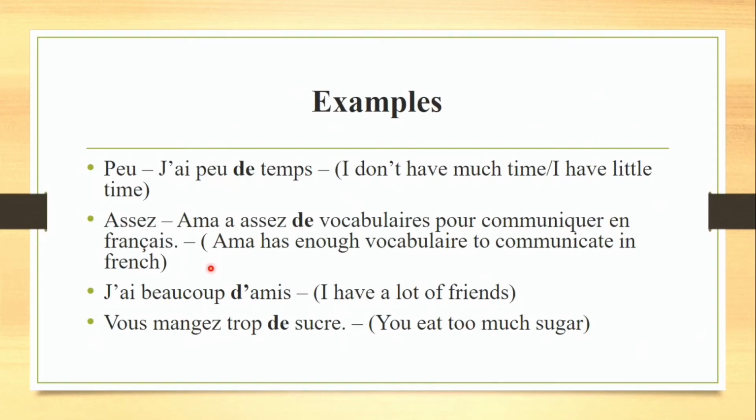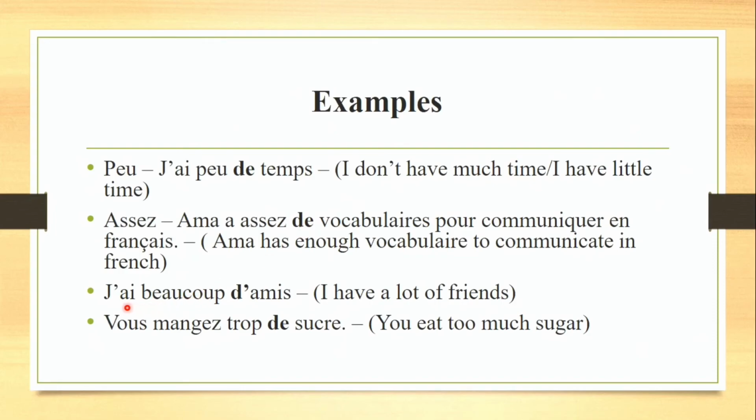So the next one is assez. Amma a assez de vocabulaire pour communiquer en français. Amma has enough vocabulary to communicate in French. If you've noticed, vocabulaire is in the plural form, but we are still using de. So no matter the number or the gender of the noun following the de, you will still use it.